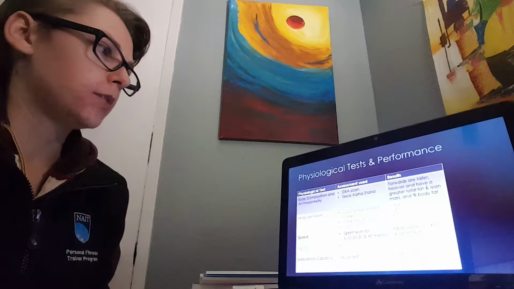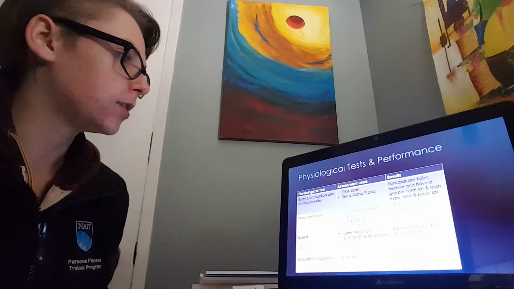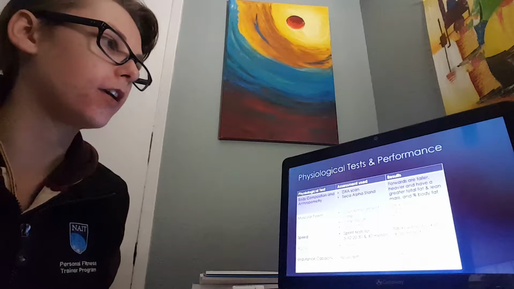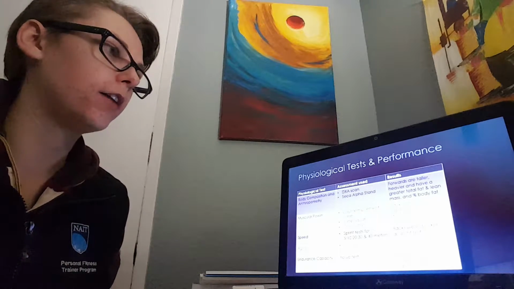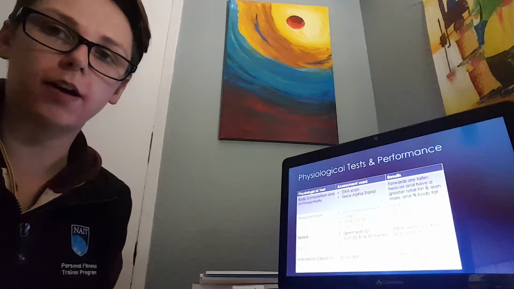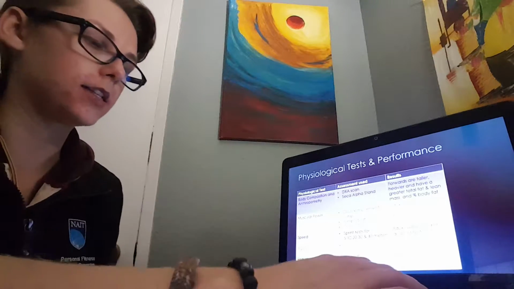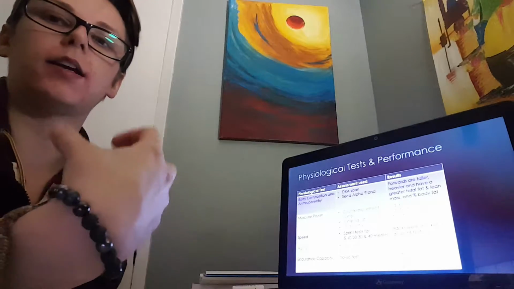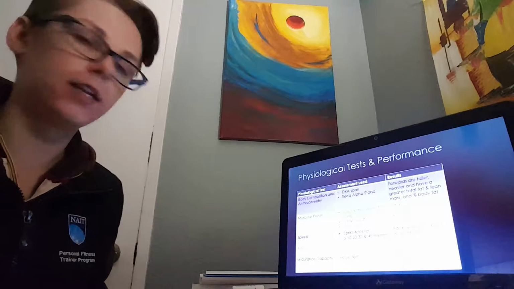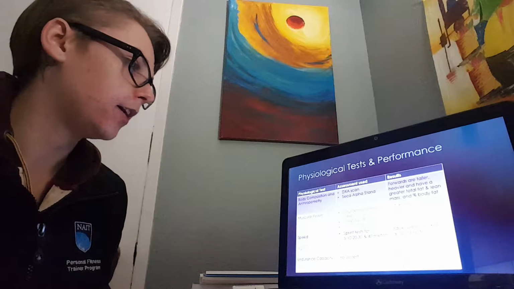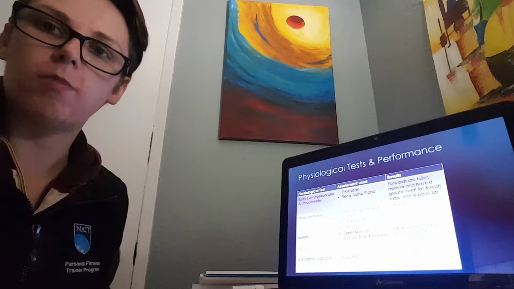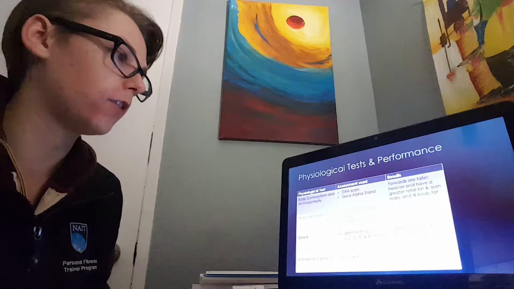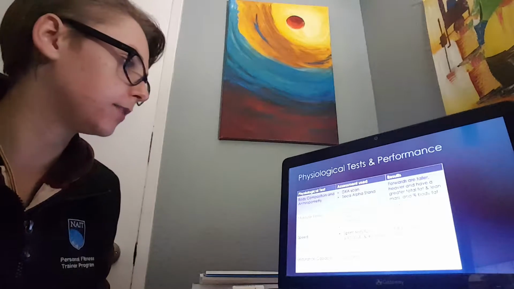For the physiological tests and performances that were done, there was the body composition test, which showed that forwards are taller and heavier, and they have a greater total fat, lean mass, and percent body fat, which makes sense because they're the ones performing a lot more of the mauling and the tackling and the heavy work. So they need to be bigger players, where our backs spent a lot more time sprinting and running, so they're less involved in all the big heavy tackling.